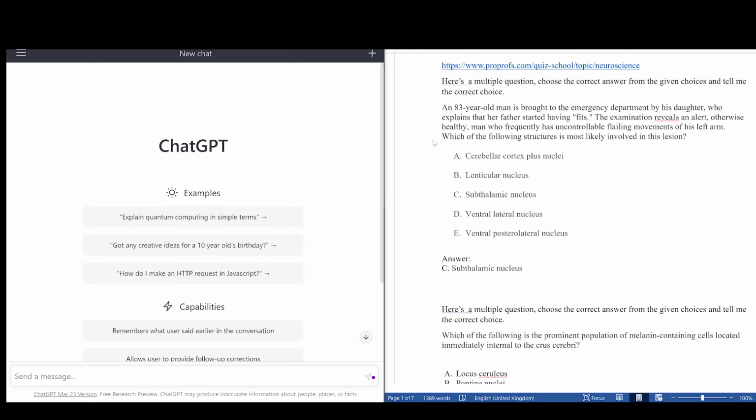So I added a sentence to get the answer to multiple questions, because I tried to just directly ask it from ChatGPT, and it was giving too many explanations and not the answer. The first sentence I put for each question is: here's a multiple question, choose the correct answer from the given choices and tell me the correct choice.